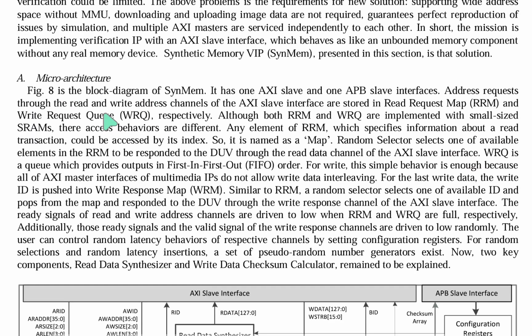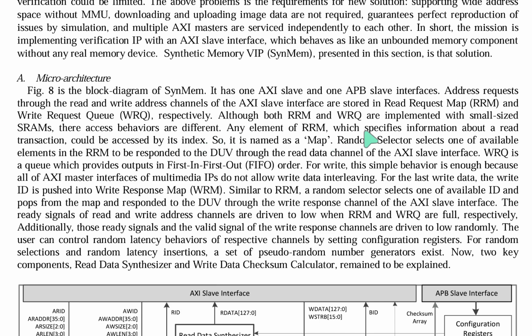A. Microarchitecture. Figure 6 is the block diagram of SynMem. It has one AXI slave and one FPGA slave interface. Address requests through the read and write address channels on the AXI slave interface are stored in the read request map, RRM, and the write request queue, WRQ, respectively. Although both RRM and WRQ are implemented in small-sized SRAM, their access behaviors are different. Any element of RRM, which specifies information about the read transaction, could be accessed by its index. So it is called a map.